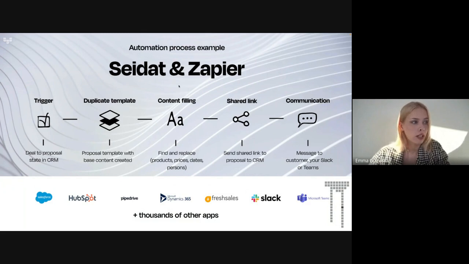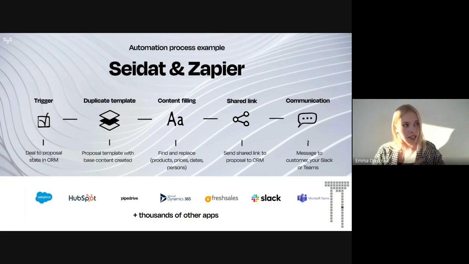Once those are filled, the automation will also create a link to the presentation and bring it back to the CRM, or maybe send it to you on Slack, or for example by email. So basically, with just changing the deal pipeline status from meeting to proposal, you can create a ready-made proposal to your customer without even ever logging into Seidat.